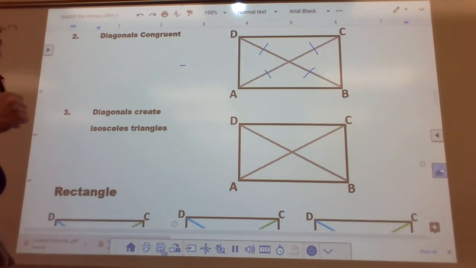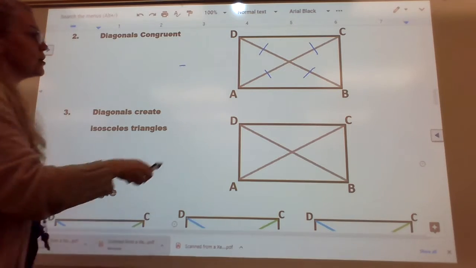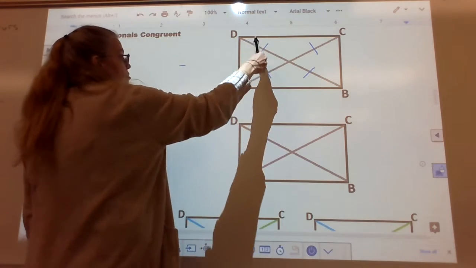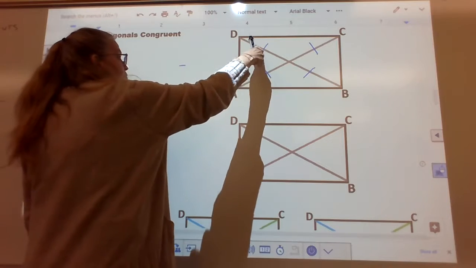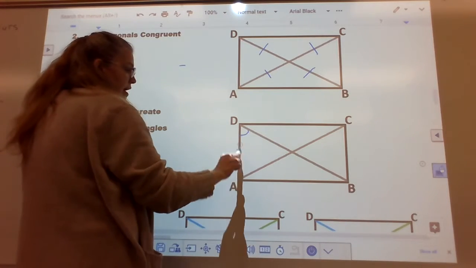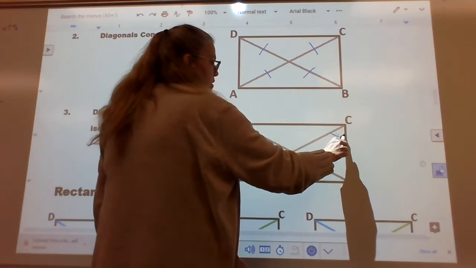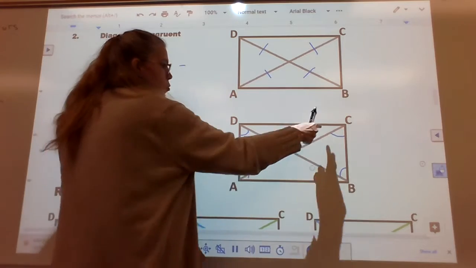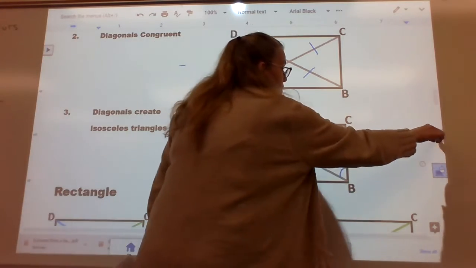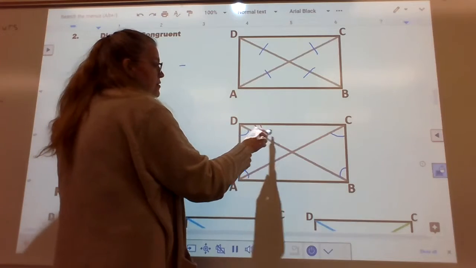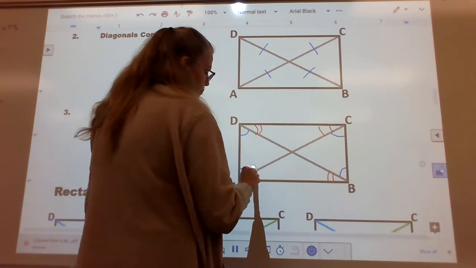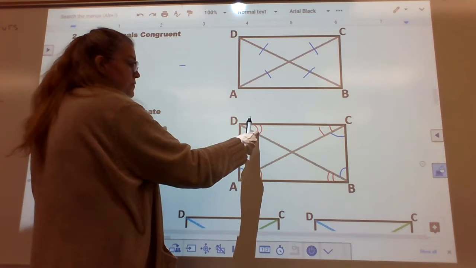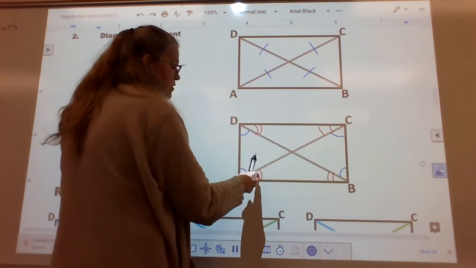So that's true on a rectangle. Diagonals are congruent. The other thing with a rectangle is that diagonals create an isosceles triangle. So this triangle here, I've got 2 equal sides, which means I have 2 equal angles. So this angle is going to match this angle. This angle is going to match this angle. So if I say this is 30, every single one of these angles is going to be 30. Then going the other way, these are also going to match. So if I say this is 50, this is 50, this is 50, this is 50, this is 50.